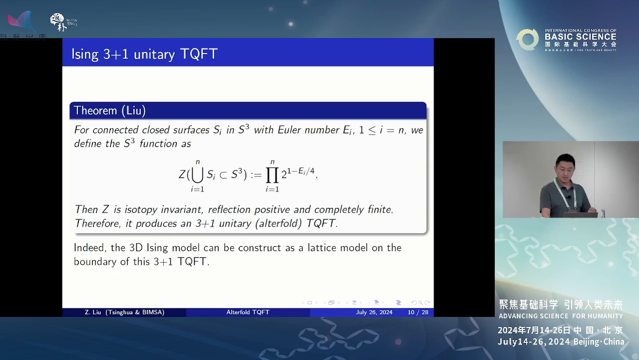We call this the Ising type 3 plus 1 unitary T cap T, because this 3 plus 1 will lead to a 3 plus 1 T cap T, and on the boundary, it really encodes the lattice model, which is the three-dimensional Ising model. So that's a really quite new mathematical structure behind the 3D Ising model, but in one dimension higher.